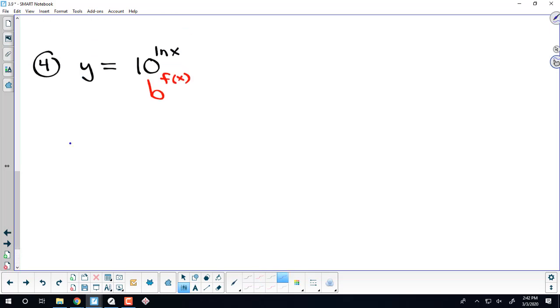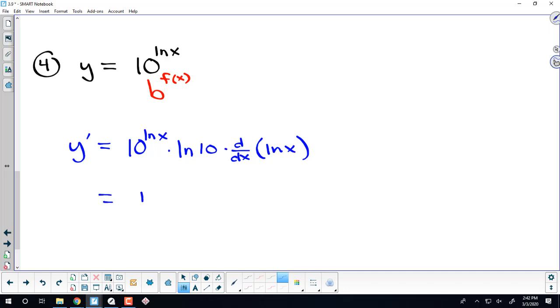We're going to say the derivative of y is 10 to the ln of x power times the natural log of the base times the derivative of the power. Does that make sense? So then we just have 10 to the natural log of x times the natural log of 10. And then the derivative of the natural log of x is 1 over x.